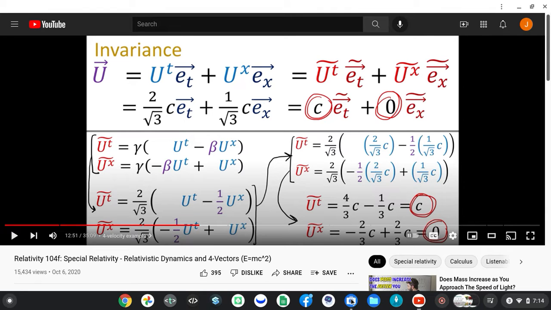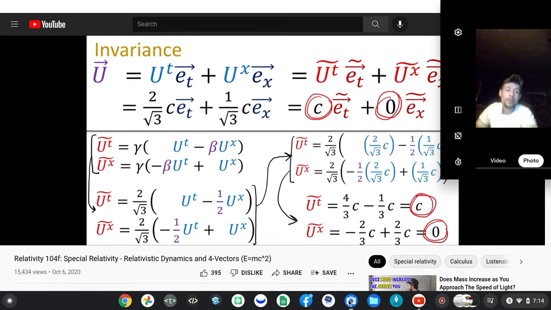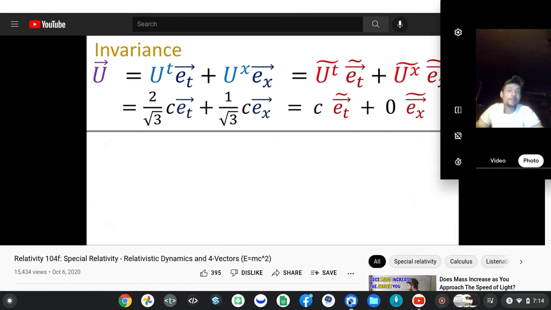So let's assume the tilde frame moves. But these components still describe the same four-velocity vector u. Another thing to notice is that the quantity u dot u is also invariant across reference frames.